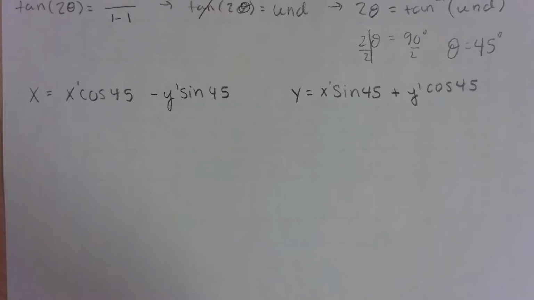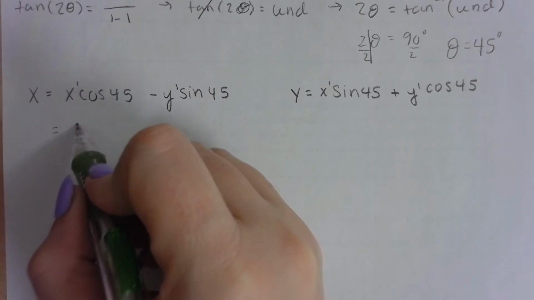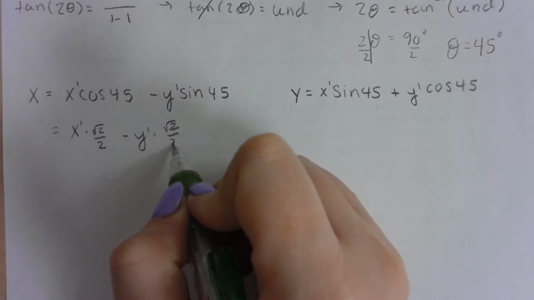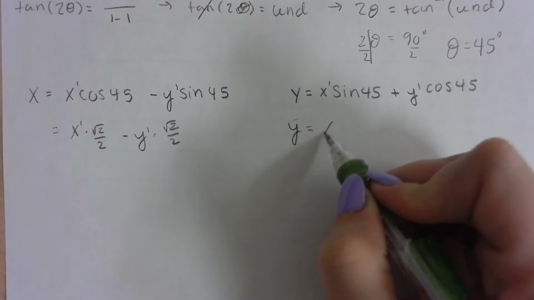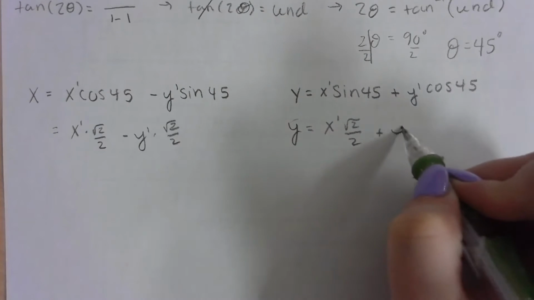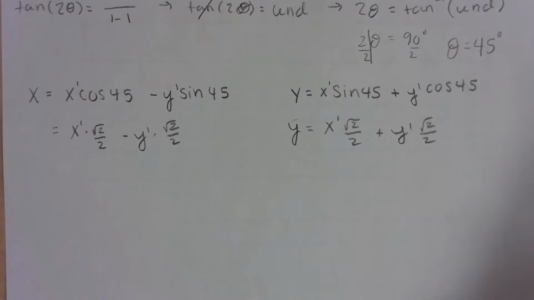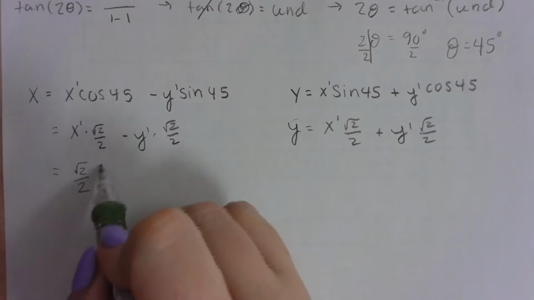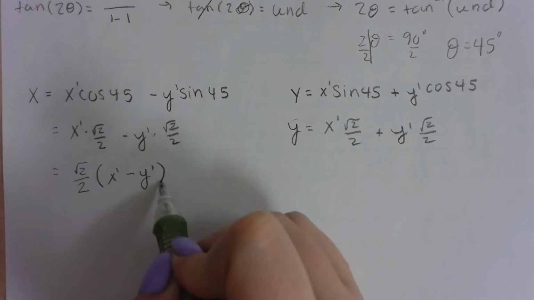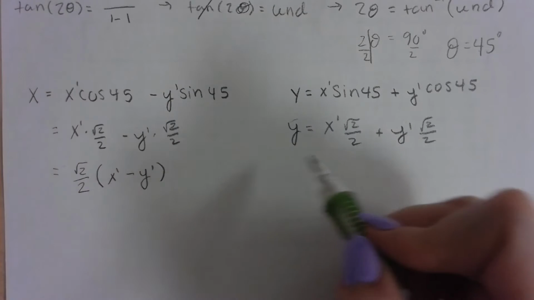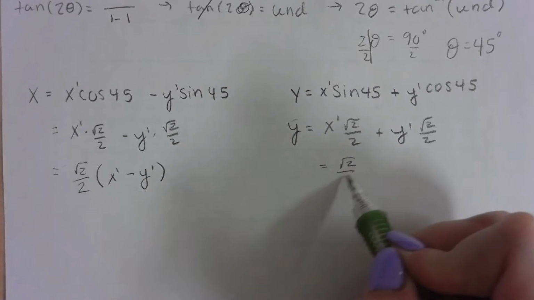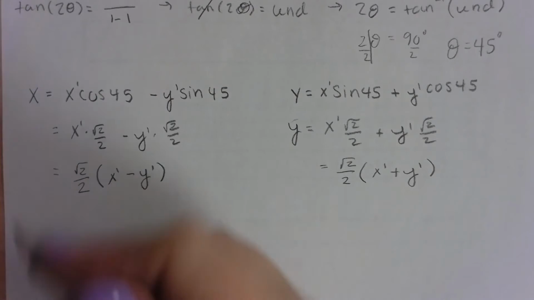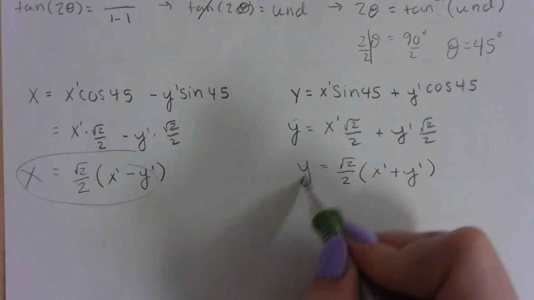So we know that unit circle cosine of 45 is root 2 over 2. So that's x prime times root 2 over 2 minus y prime times root 2 over 2. And then y here is x prime root 2 over 2 plus y prime root 2 over 2. So to make our lives a little easier, I'm actually going to factor out this root 2 over 2. And you'll see why in a little bit. So that gives us root 2 over 2 times (x prime minus y prime). And then here, we'll do the same thing. We'll factor out the root 2 over 2, which gives us (x prime plus y prime). Okay, so these are our new equations, x and y.